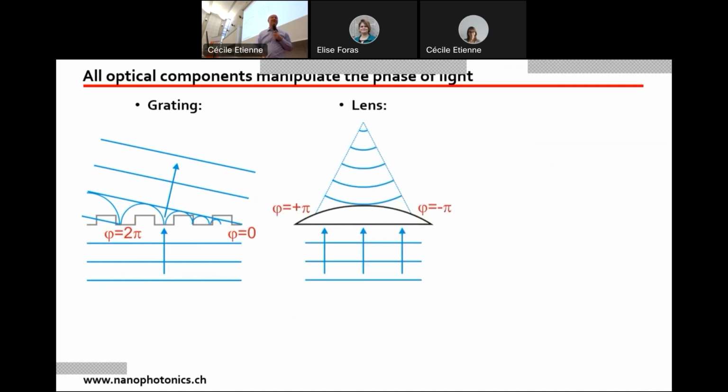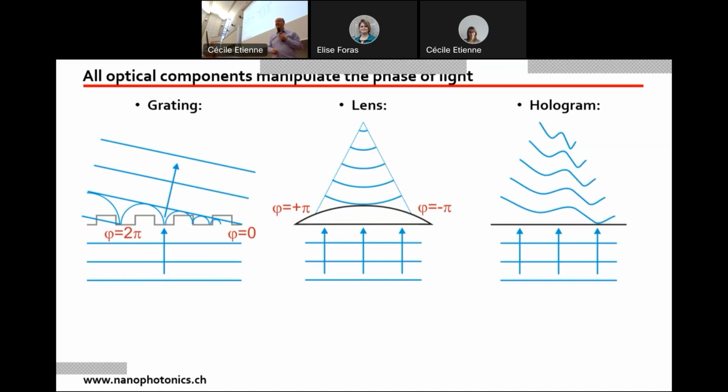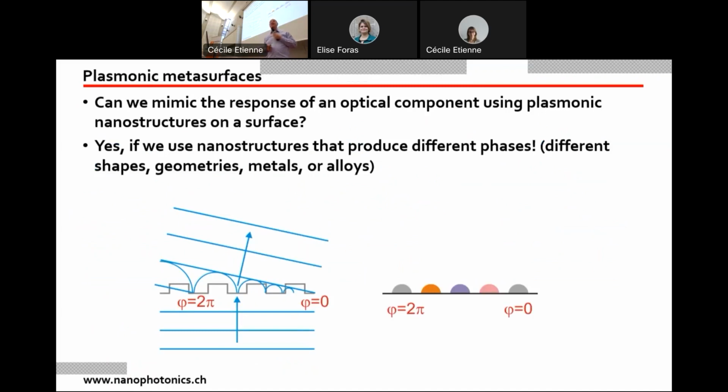This works for a grating, this works for a lens. If you think about it, the focusing effect of a lens is because here you have a phase of pi, here a phase of minus pi. And of course, the most general case is just a hologram, where you can produce any type of field distribution by manipulating the phase on the surface. So our idea was, can we use these alloy nanostructures such that we can mimic what's done here with the grating by just putting different nanostructures with different stoichiometries such that they will produce a phase gradient on the surface.